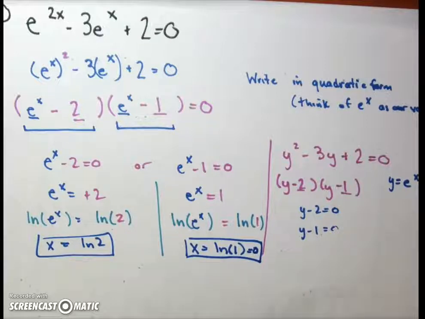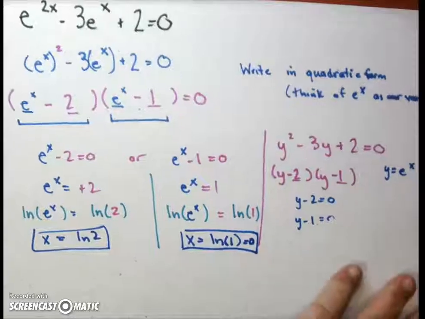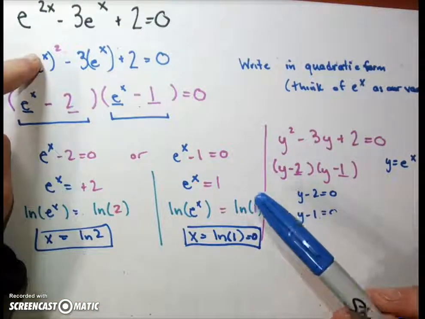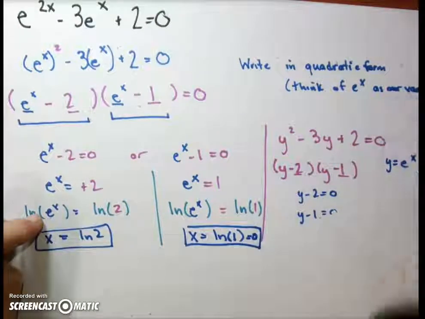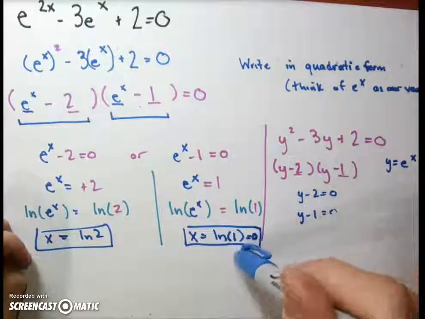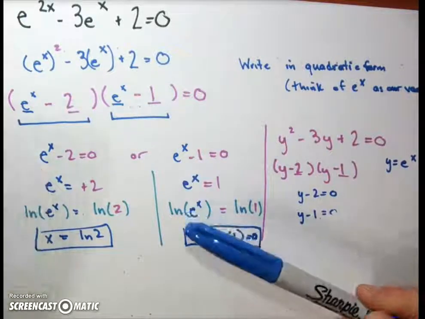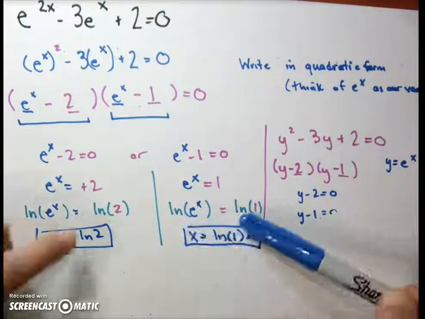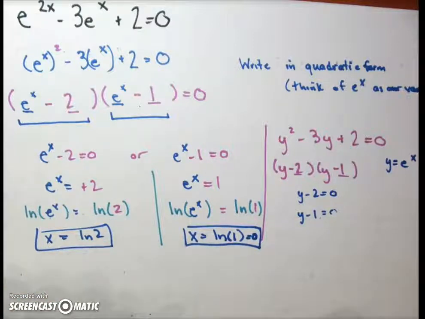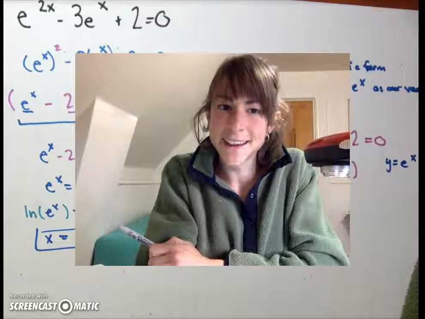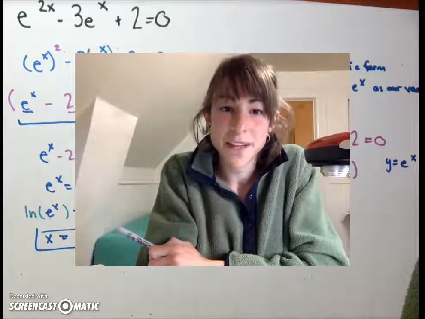So this is a complicated example, I know, but it makes a lot of logical sense. We think of e to the x as the variable until the very last step, and that's when we ln both sides. So you're basically just solving a quadratic the way you normally would, and you have one additional step of taking the ln of both sides in order to get x. So I hope that these examples were informative and kind of fun, and let me know if you have any questions.